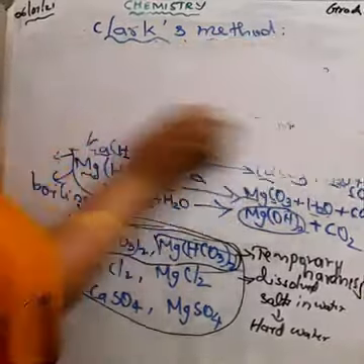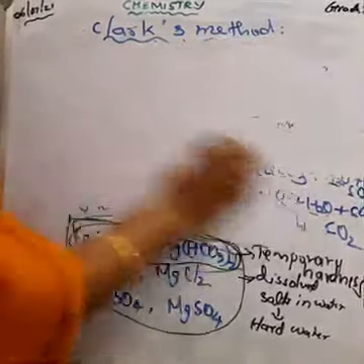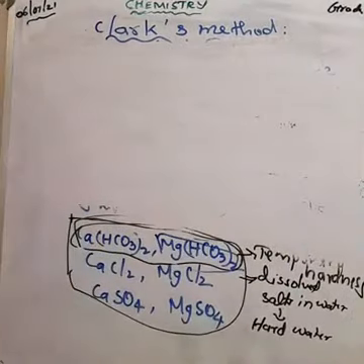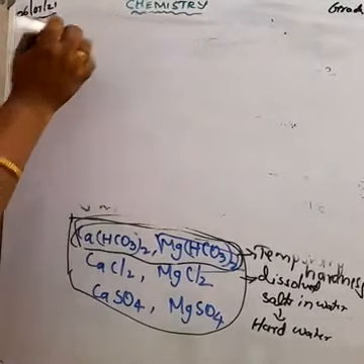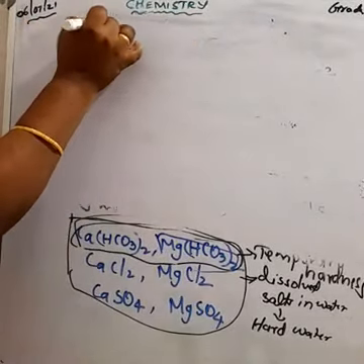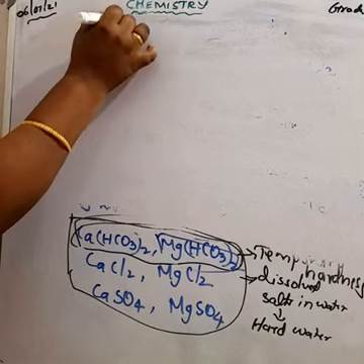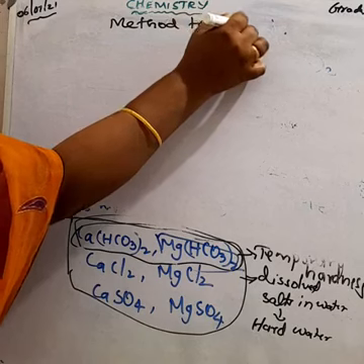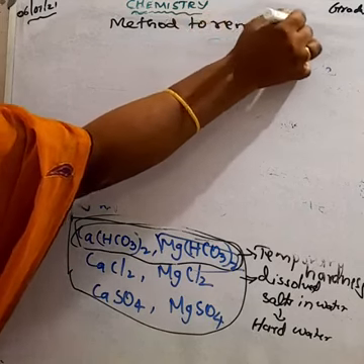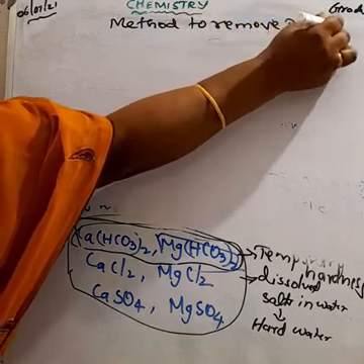There are two methods to remove the permanent hardness. One such method is adding washing soda to the hard water. What do you mean by washing soda? What is the chemical name of washing soda? Sodium carbonate. Washing soda, what is the chemical name? Sodium carbonate. What is the formula?